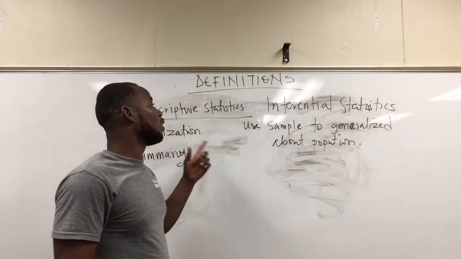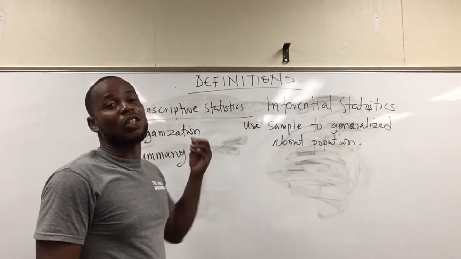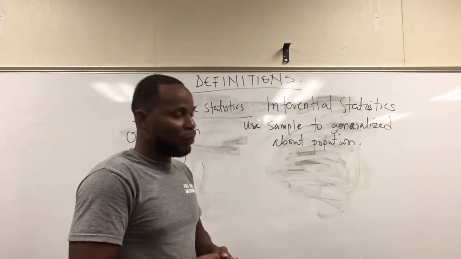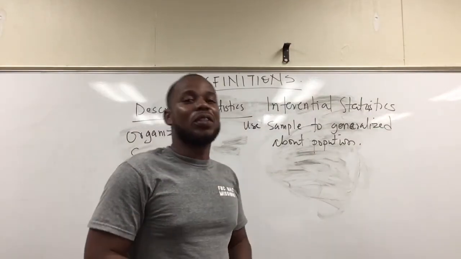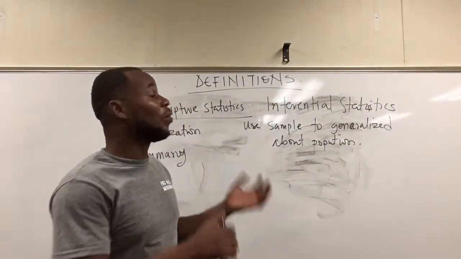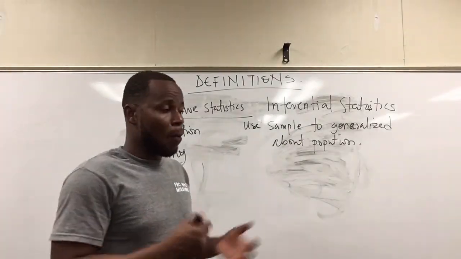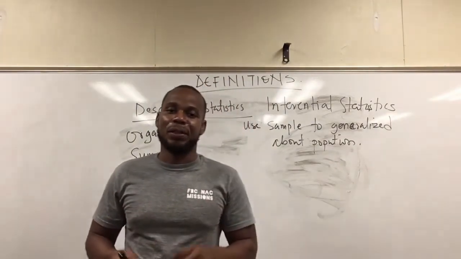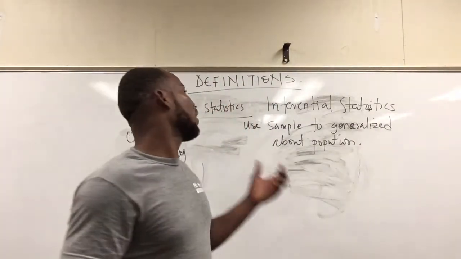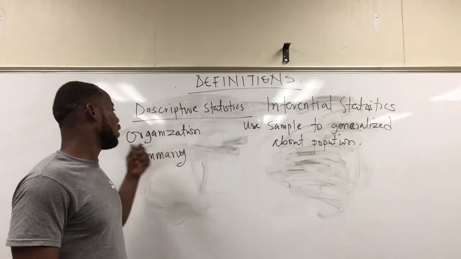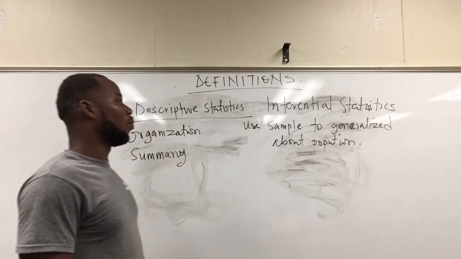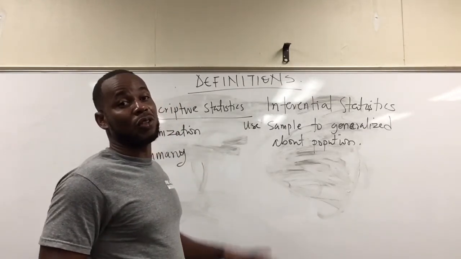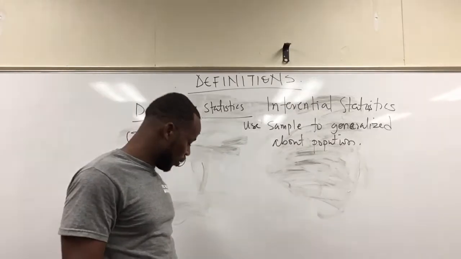In descriptive statistics, what we look at is how we organize the data and then summarize it. So those are the two things we are looking at today. First, the difference between population and sample: population is the entire object we are studying, and sample is just a subset. Descriptive statistics has to do with organization and summary, and inferential statistics uses the sample to generalize about the population.